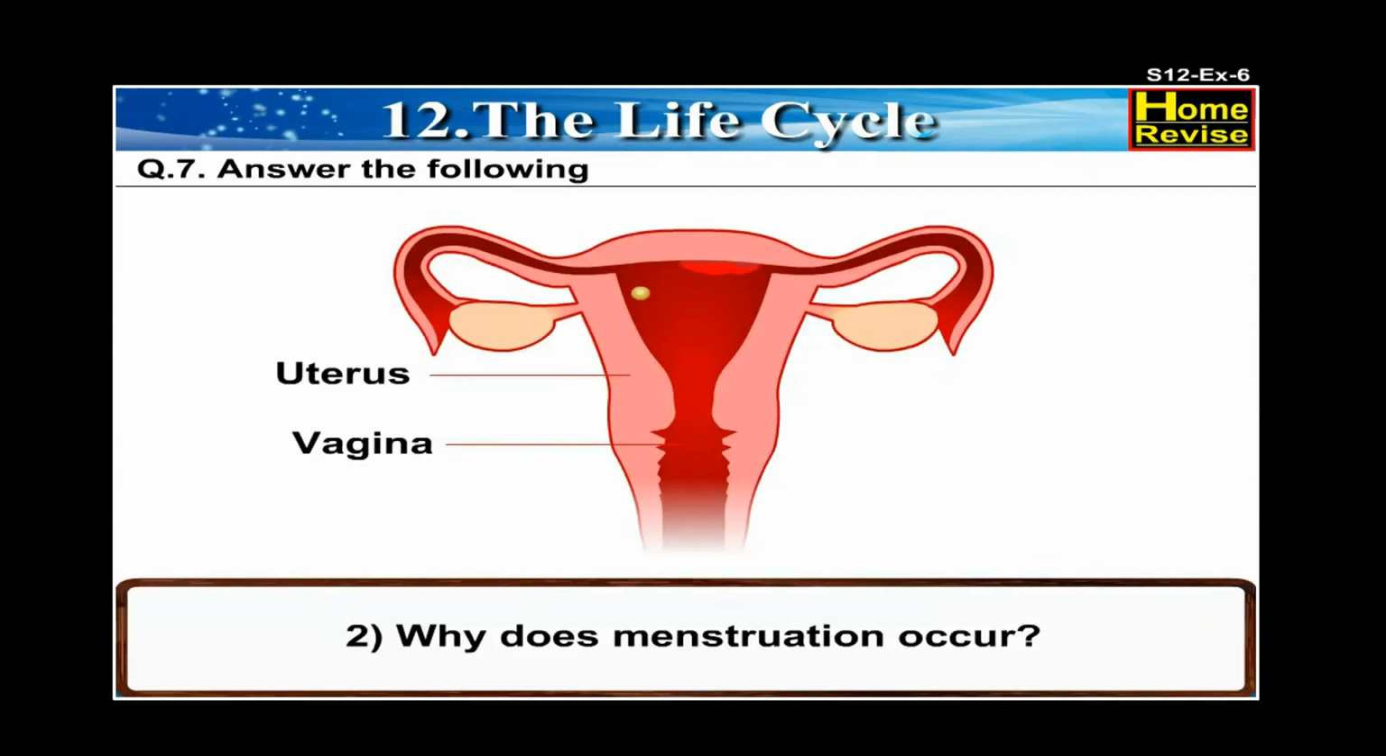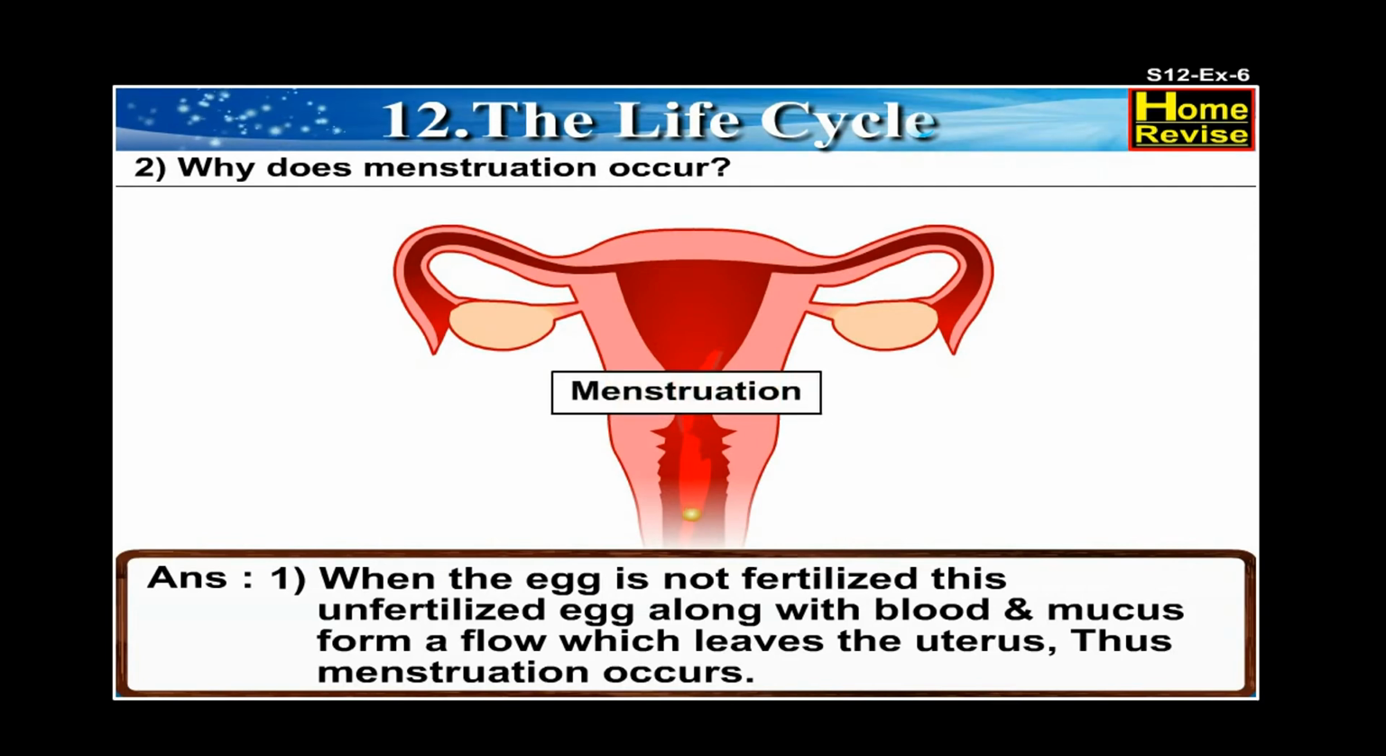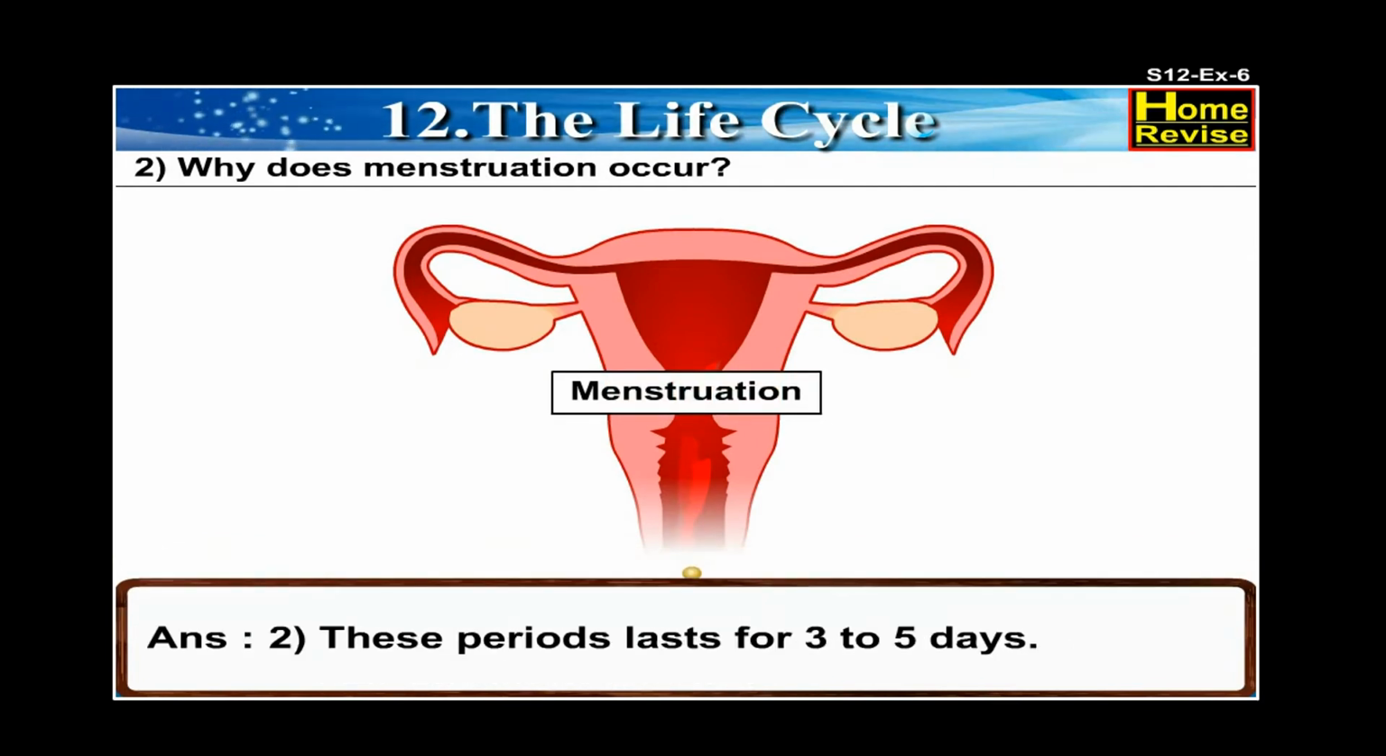Second, why does menstruation occur? Answer. When the egg is not fertilized, this unfertilized egg, along with blood and mucus, form a flow which leaves the uterus. Thus, menstruation occurs. These periods last for 3 to 5 days.